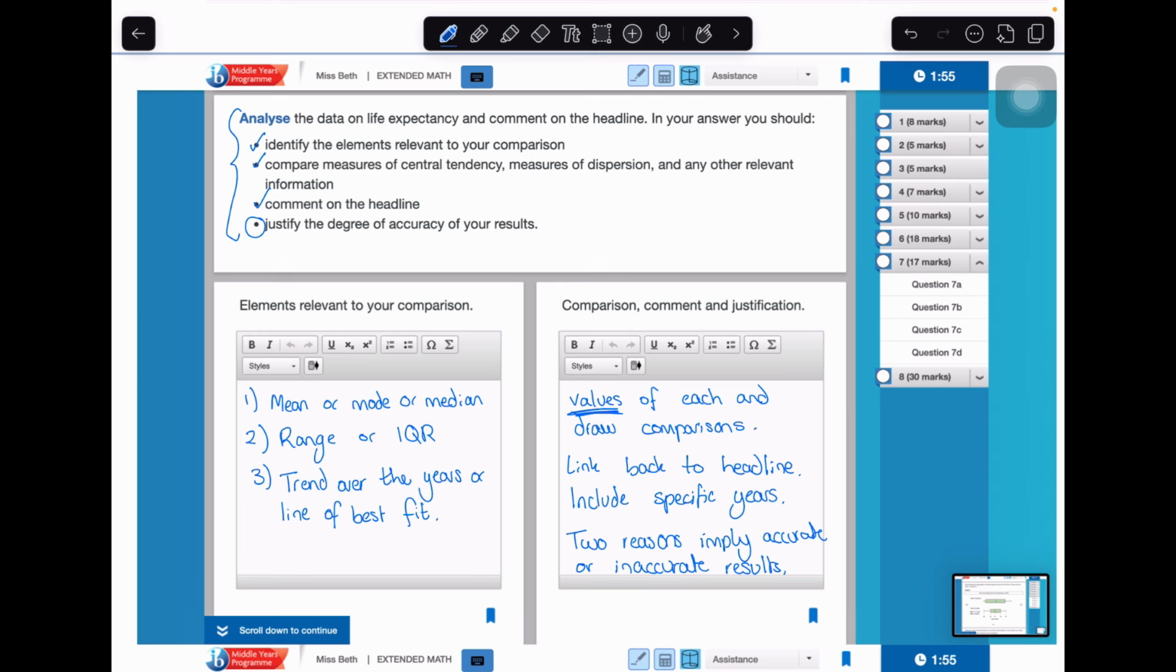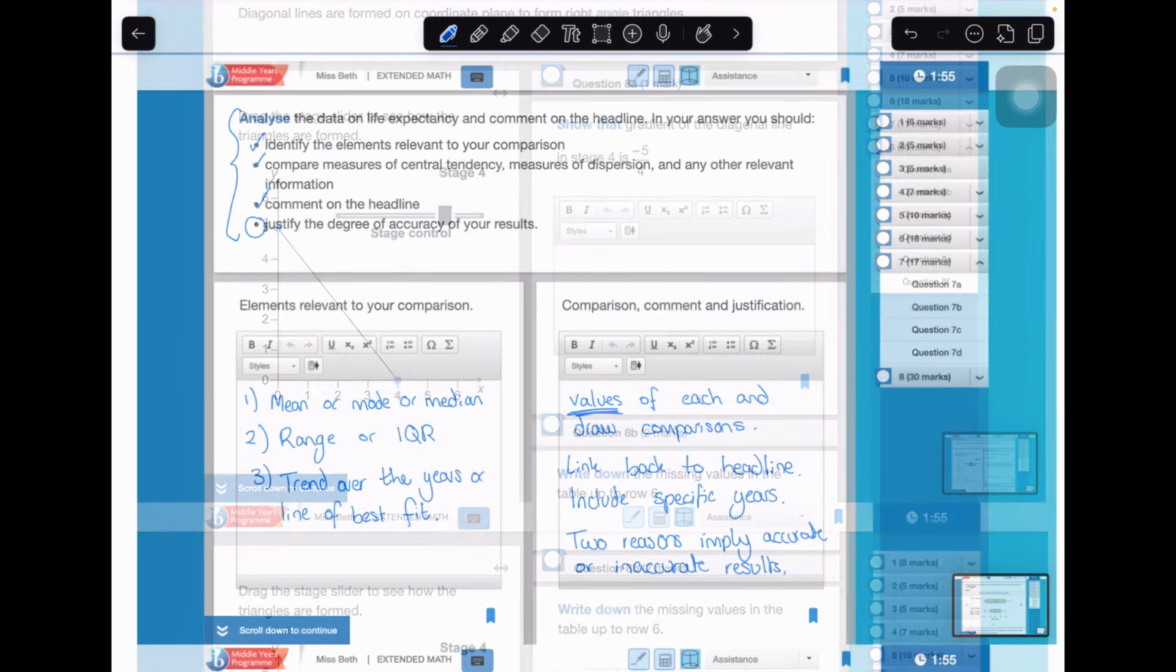But either way, whether you are saying that it's accurate or inaccurate, you need to state 2 of the reasons, okay, to get your 2 marks for that question and finish with full marks.